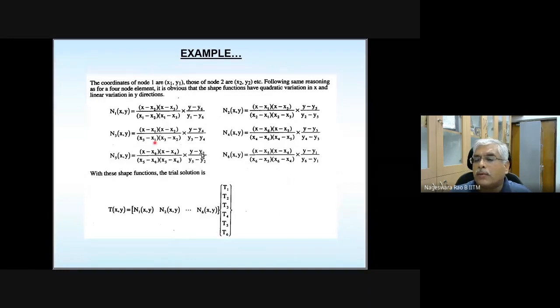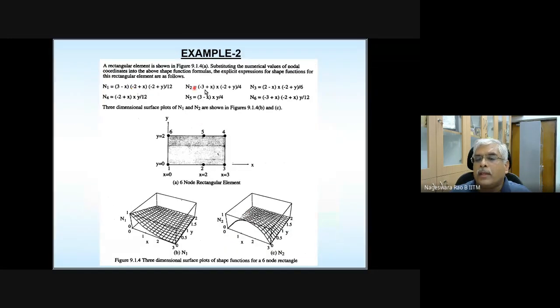All that is given for the 6-node element. And once you have the finite element shape functions, you can do the interpolation of any field variable and also the derivative of that. Taking specific values of the nodal coordinates, these are the expressions that are obtained and these are the plots. Similarly for the 9-node element.